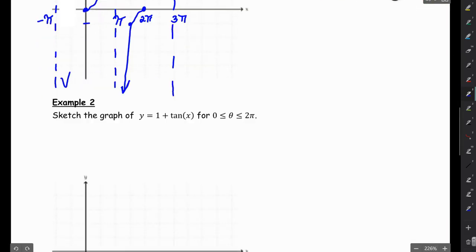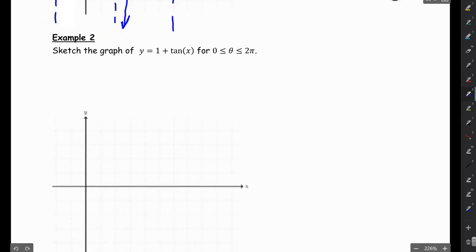All right, let's take a look at example 2. So it says, sketch the graph of 1 plus tangent x. So our amplitude is 1 because the value in front of tangent is 1. Our period is going to be pi over b, and b is 1. So let's just make a note. I'm going to rewrite this as tangent of x plus 1.